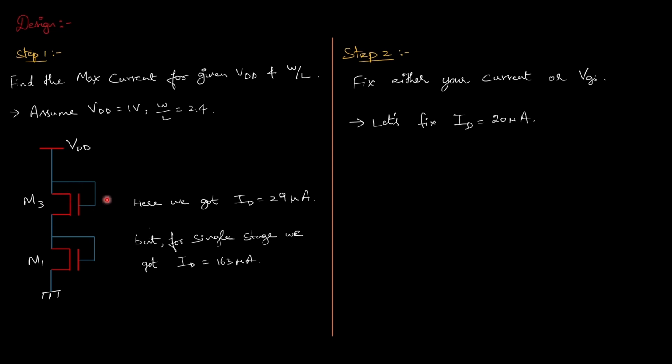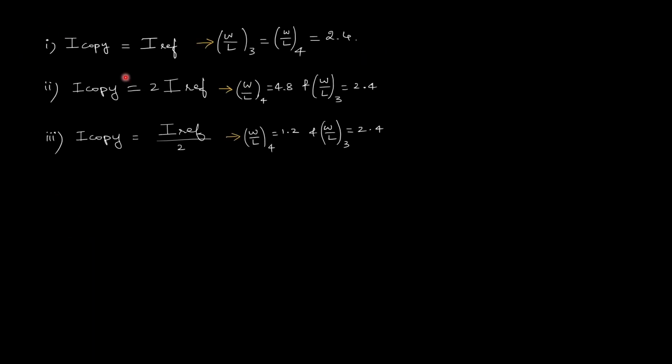Next, we will choose the desired operating current. Here you can either fix your current or VGS. For this example, I am fixing the current to be 20 microamps and we will proceed with the mirror sizing. Just like the simple current mirror, current scaling is achieved through transistor dimensions. If W by L of M3 is equal to W by L of M4, then I copy is equal to I reference. If we double the width of the output branch, then I copy is equal to twice the I reference.